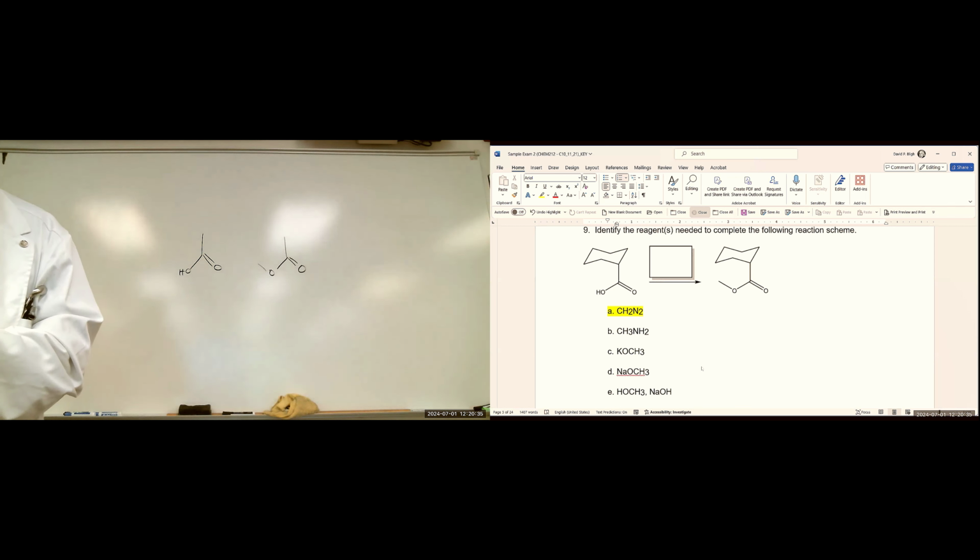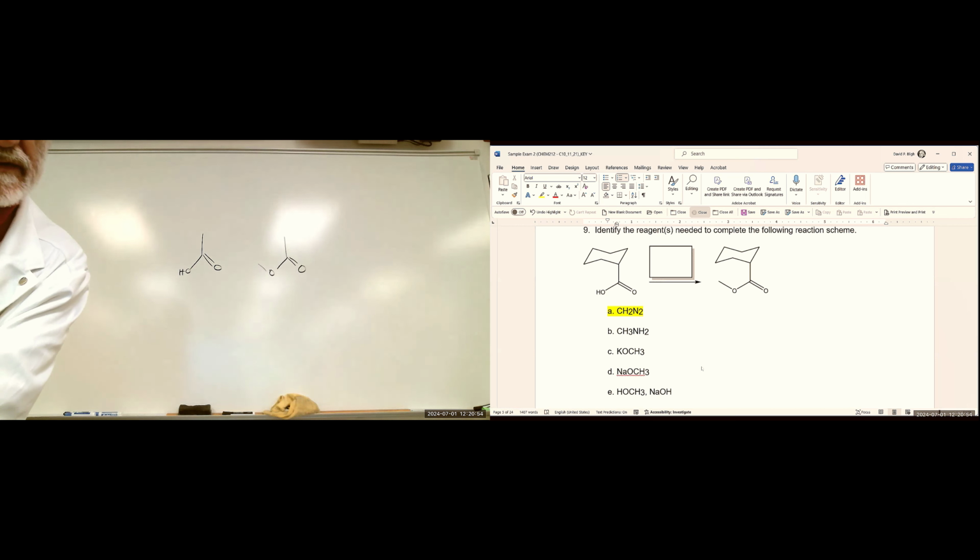Let me take a quick minute and look up esters as a refresher. Ester. Let's see, this is, we haven't studied that one. This is in the wrong chapter.